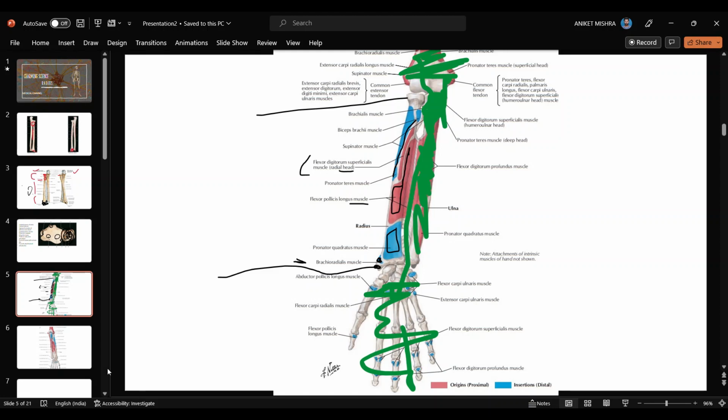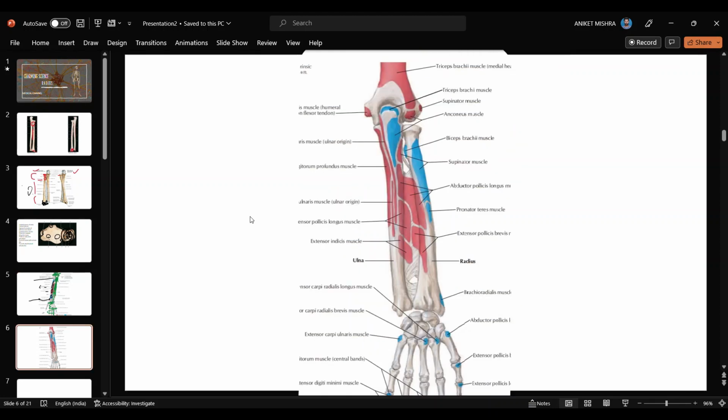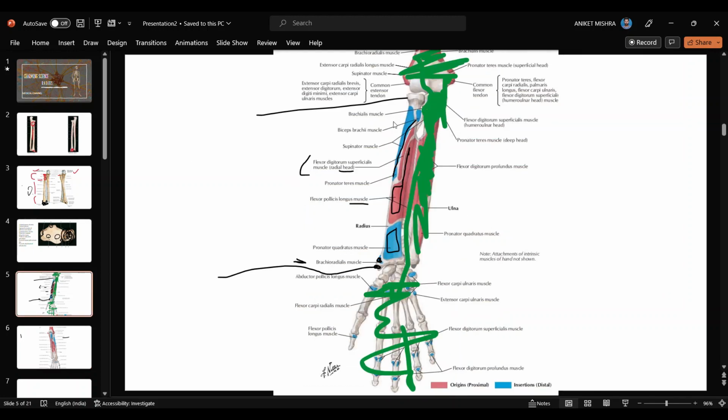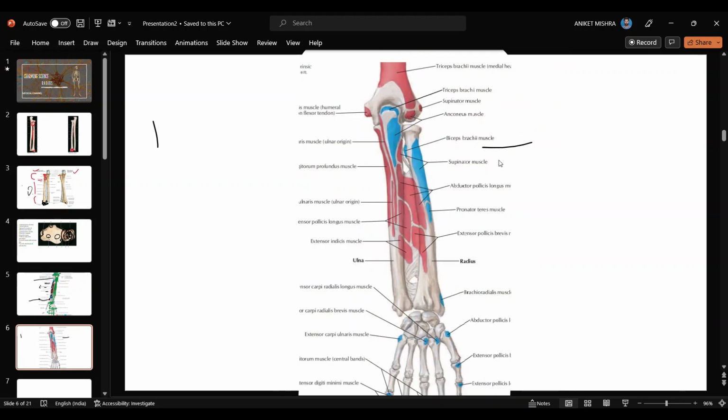Coming to the posterior surface, or the posterior aspect of the radius, we see that the biceps brachii muscle inserts at the rough posterior part of the radial tuberosity. There is also an insertion point that we see in the anterior view, but it is most prominent in the posterior view. So on the posterior surface of the radial tuberosity, there is an insertion for the biceps brachii muscle.